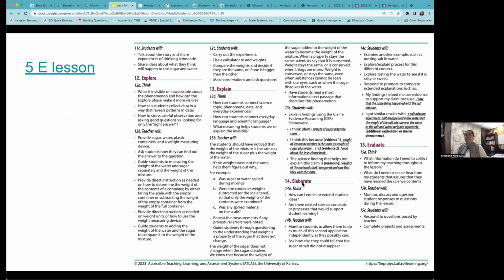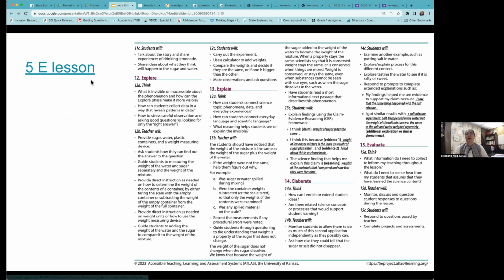And then last but not least, they're going to evaluate. And as a teacher, you're going to monitor, you're going to ask questions. You're going to listen to what your students are telling you and what you notice about them. And then the students are going to respond to either questions, or maybe they're just going to complete a project that they're going to do. So that's how we're going to do one of the 5E lessons.